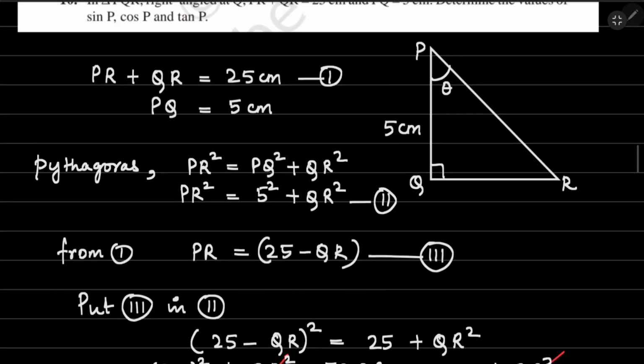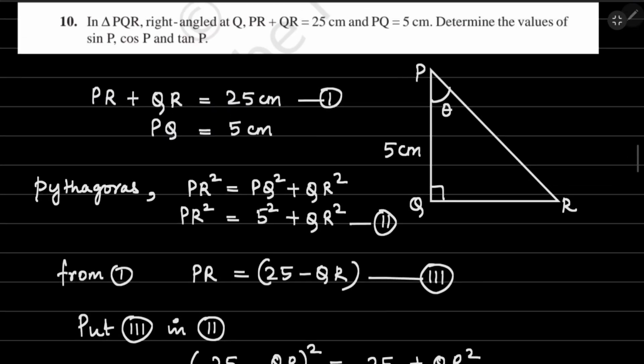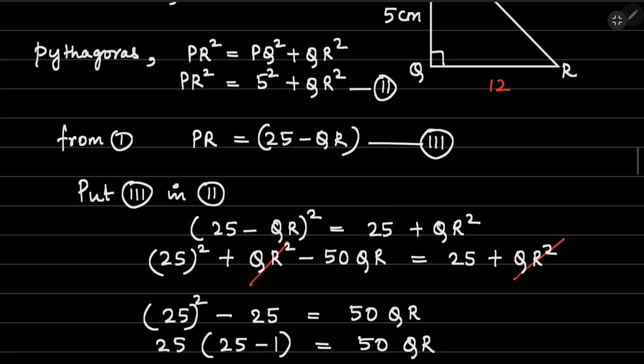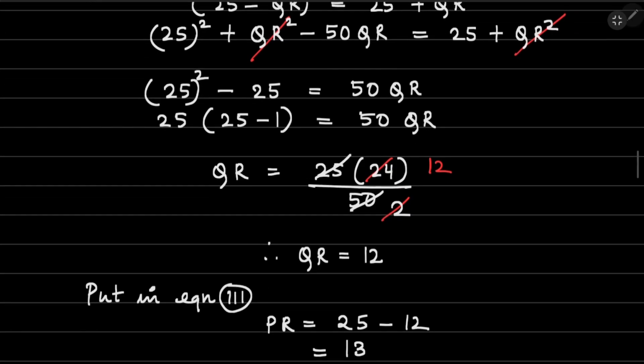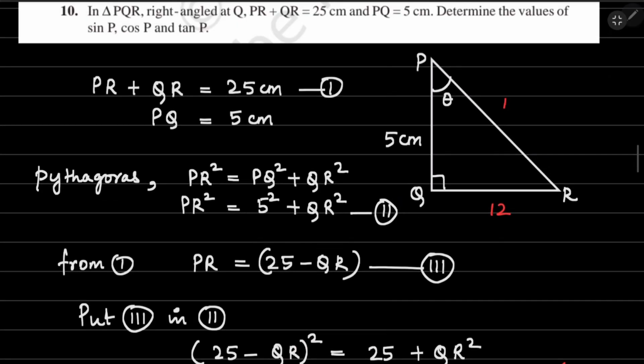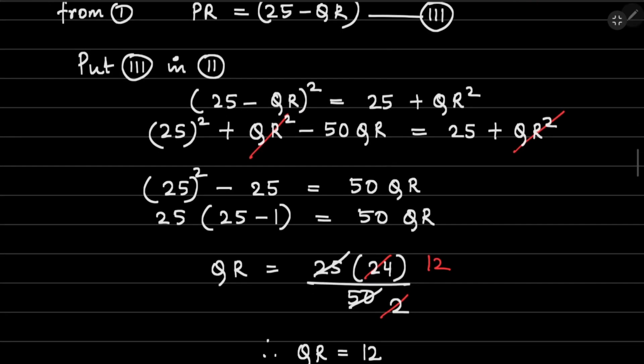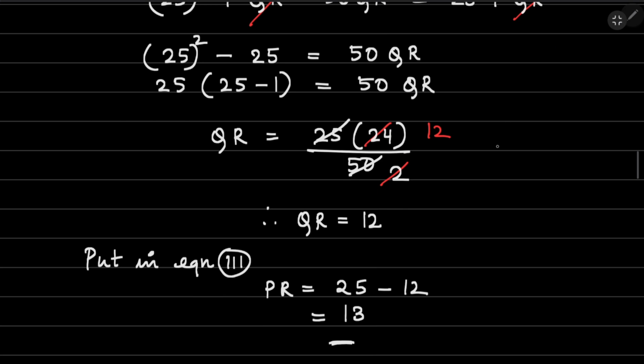So all the sides now we know, isn't it? What is QR? 12. QR is 12. And PR is 13. Right? So here this is your perpendicular, this is your hypotenuse, and this is your base. You have to calculate what is sine P. Let me write it here itself.